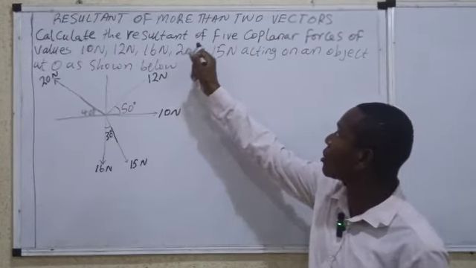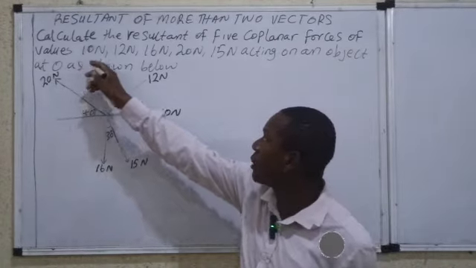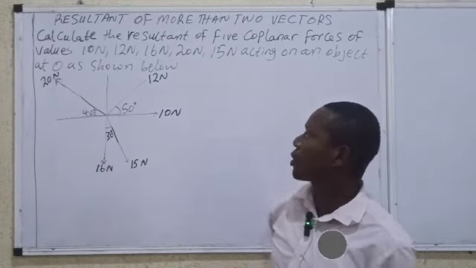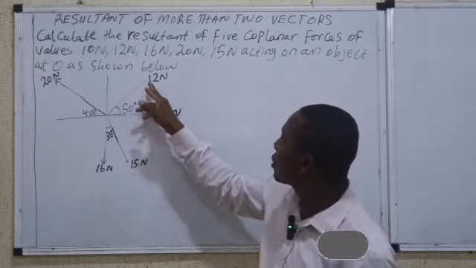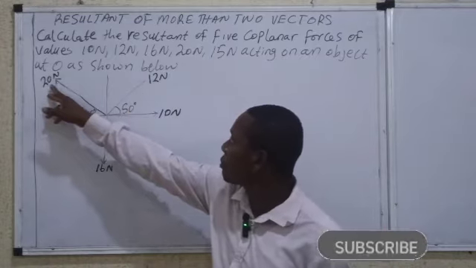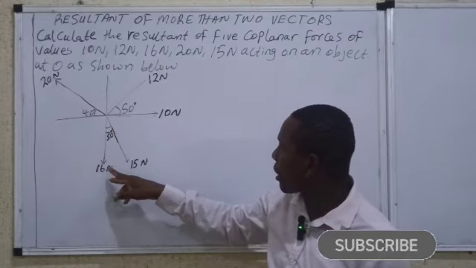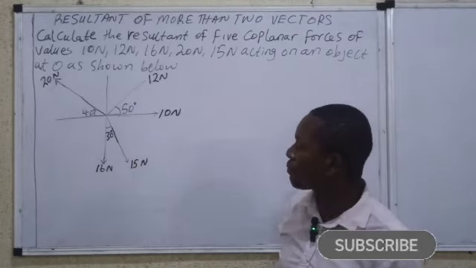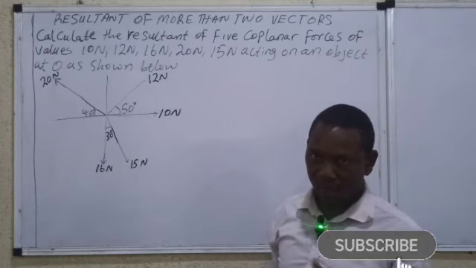Now, calculate the resultant of 5 coplanar forces. In this case, you're given 5 forces, and the values are given here, acting on an object at O. Now, this is the central object at O. The first force, as you can see there, is 10. Then 12 at an angle of 50, then 20 at an angle of 40 to the horizontal, another one 16, and we have this as 15. Now, this question may look confusing.